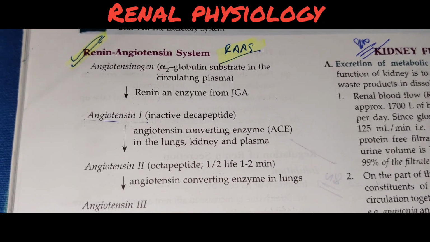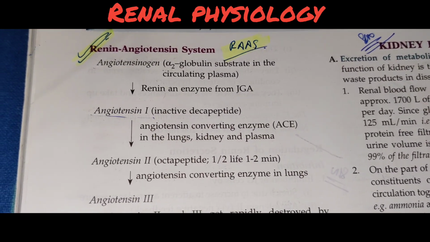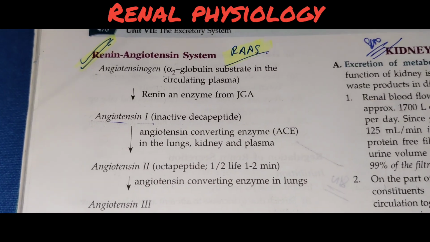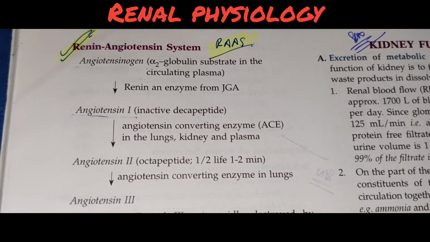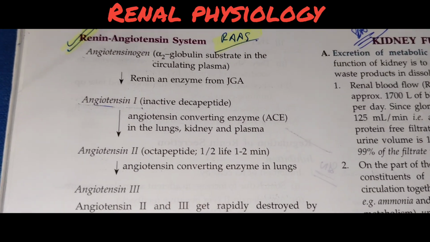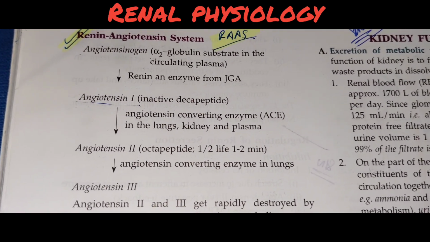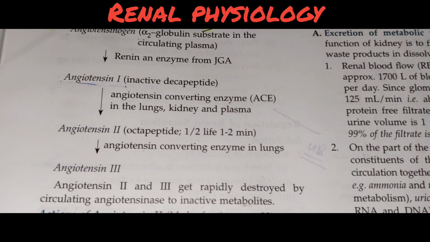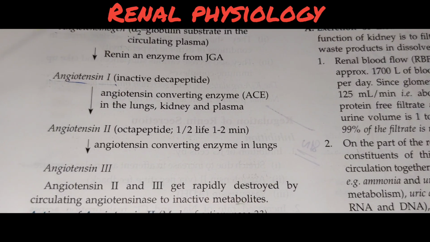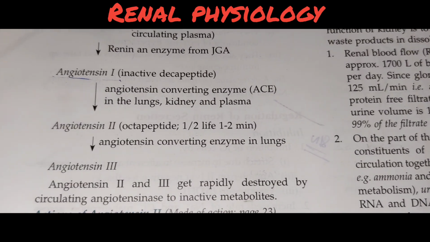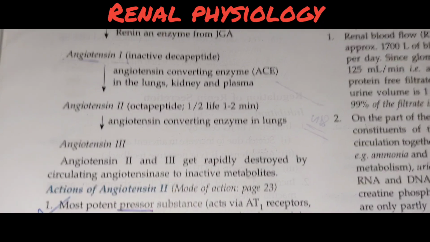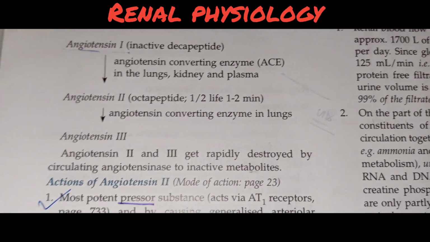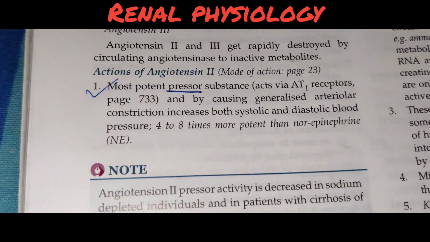Now let's see the renin-angiotensin system, also called the RAS system. If expanded more, it is known as the renin-angiotensin-aldosterone system. So what we need to remember here is angiotensinogen is converted to angiotensin 1 by renin. Then it is converted to angiotensin 2 by angiotensin converting enzyme present in lung, kidney and plasma. We have to remember only till this, because if it is converted to angiotensin 3, it gets rapidly destroyed.